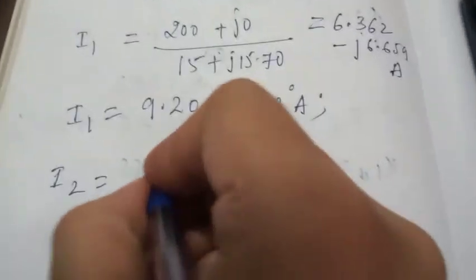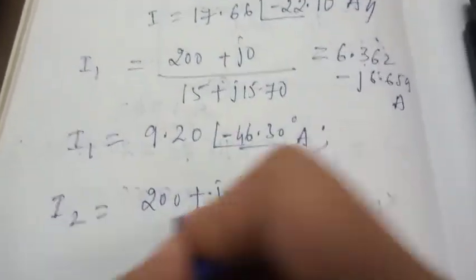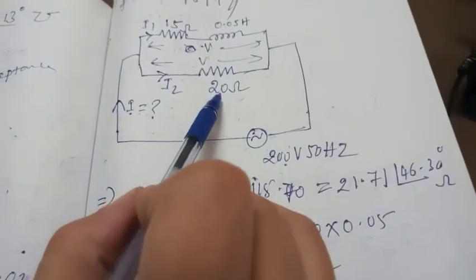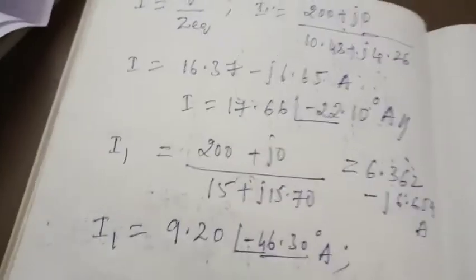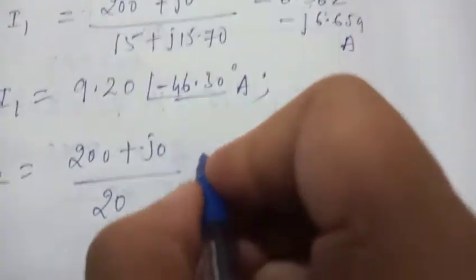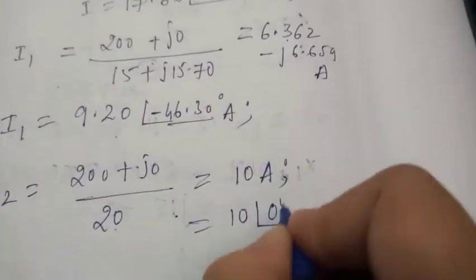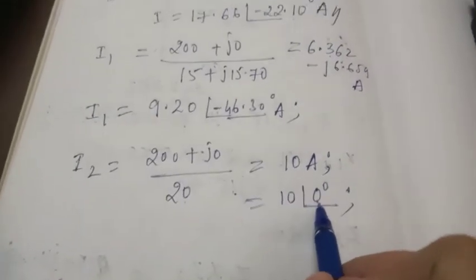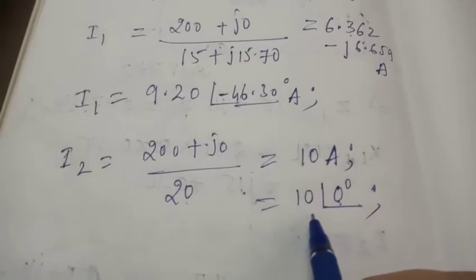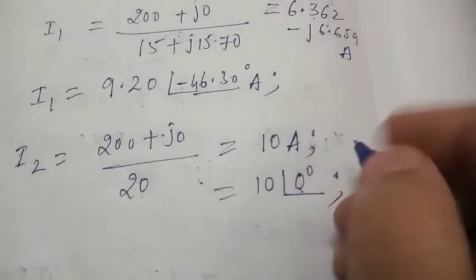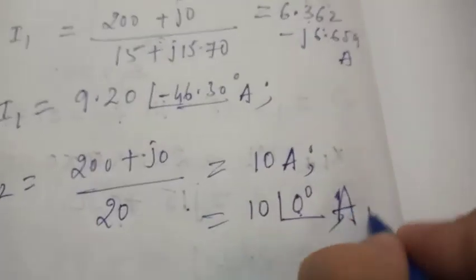So what is I2 now? I2 is 200 plus j0 divided by Z2. The Z2 value is purely resistive, that is 20 ohm. V by Z2, 200 by 20 means 10 amperes, at an angle of 0 degrees. Why is it coming 0 degrees? Because in a pure resistive circuit, both current and voltage lie on the same line, both are in phase. That's why it is coming 0 degrees.